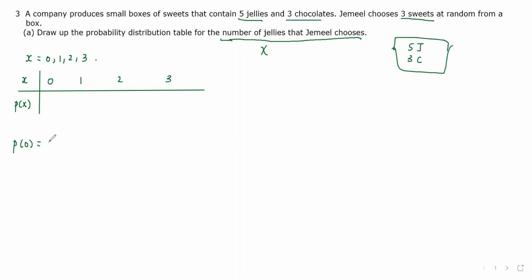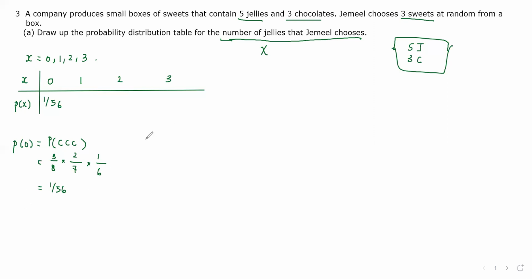P of 0 means we are looking at the probability that he chose no jellies. So he chose 3 chocolates, and the first chocolate has a probability of 3 out of 8 of being chosen. Once he chose a chocolate, then there are only 7 sweets left, and only 2 chocolates left. And after that, there are 6 sweets left in the box, and there is only 1 chocolate left, and that is 1 out of 56. So P of 0 is 1 out of 56.